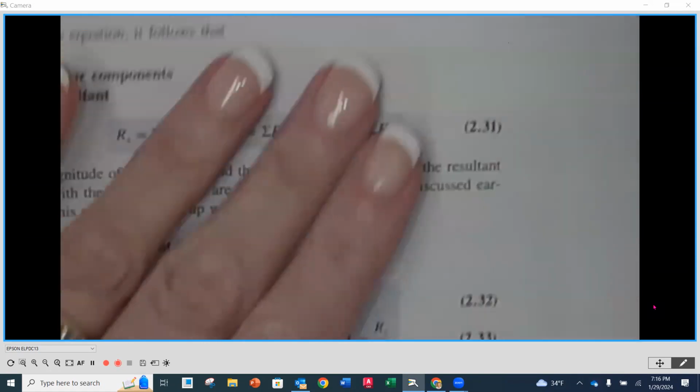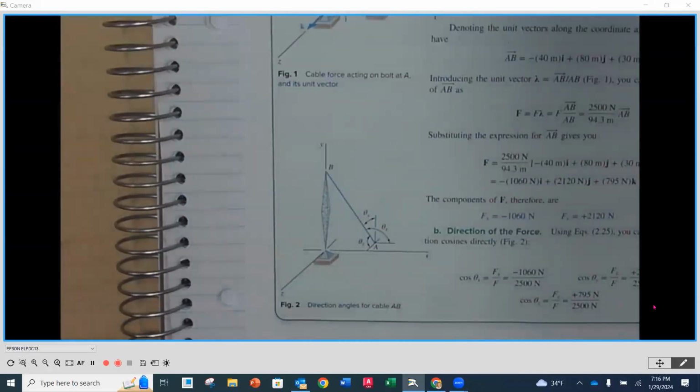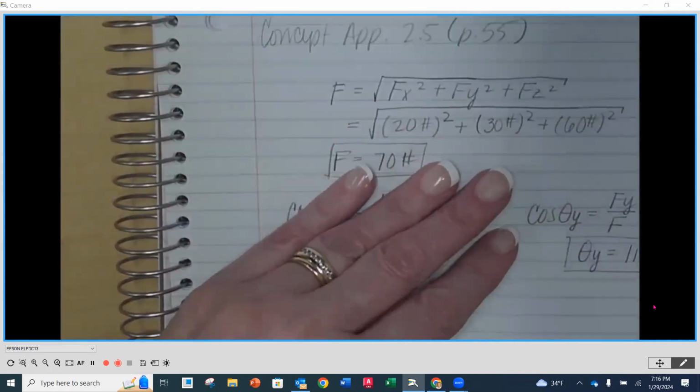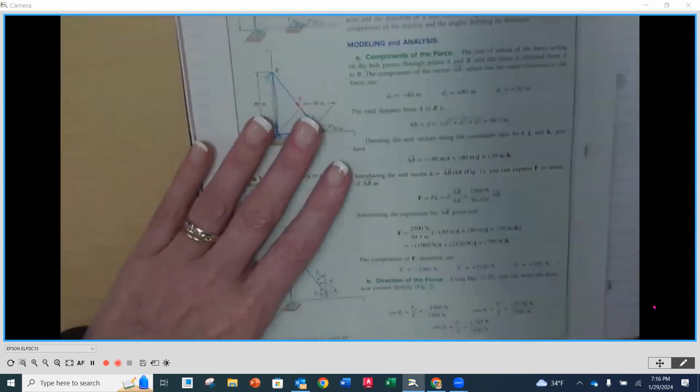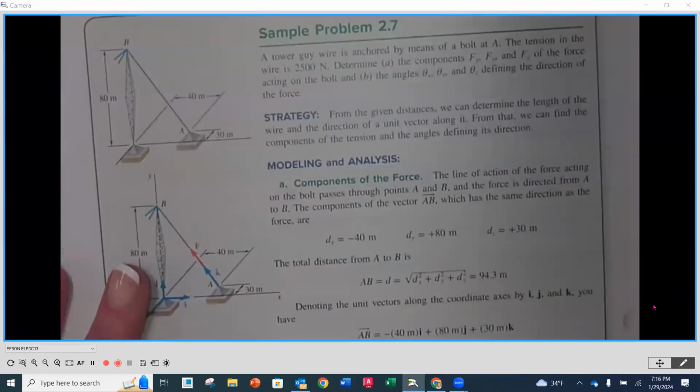Okay, all right. So now we're going to do a problem that is going to illustrate what we're looking at here. Let me get my notes in place. This is going to be sample problem 2.7. I just want to get my equation sheet out in my notes. And I'm going to start a fresh sheet here. So sample problem 2.7, this is on page 58 in your book. Let's zoom in here.